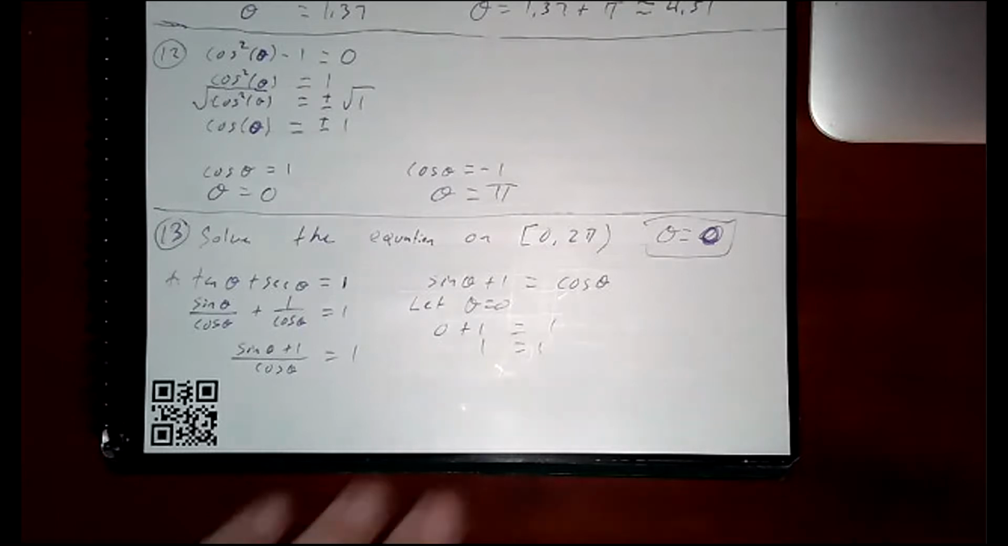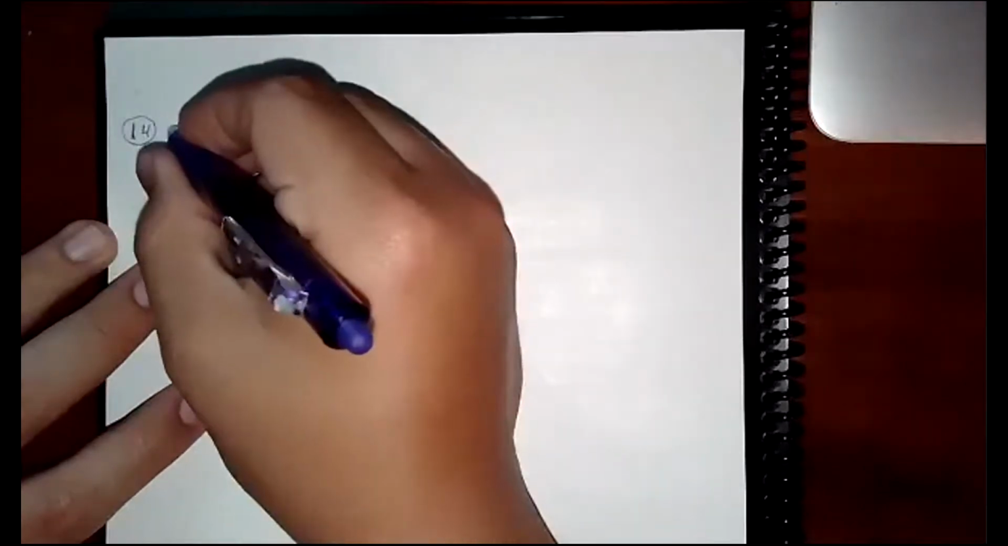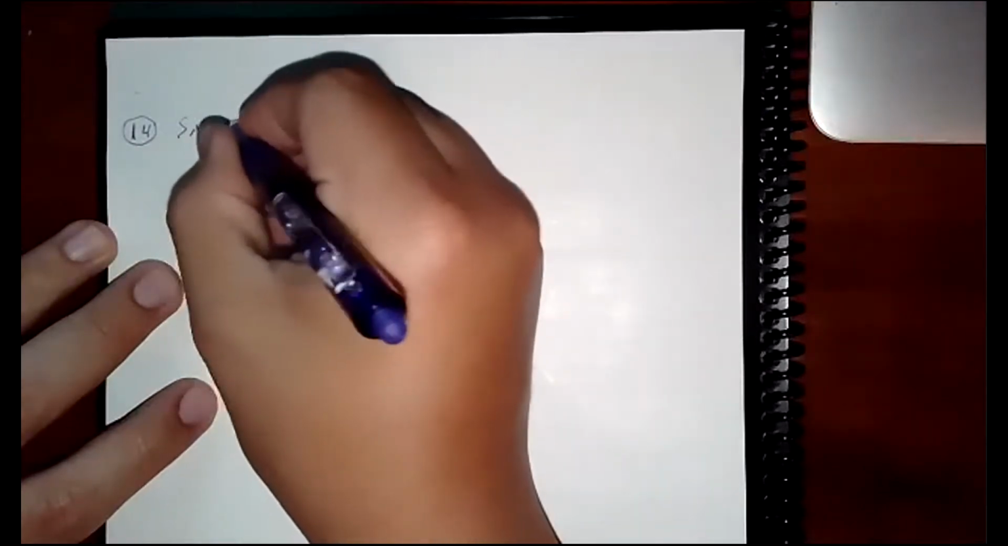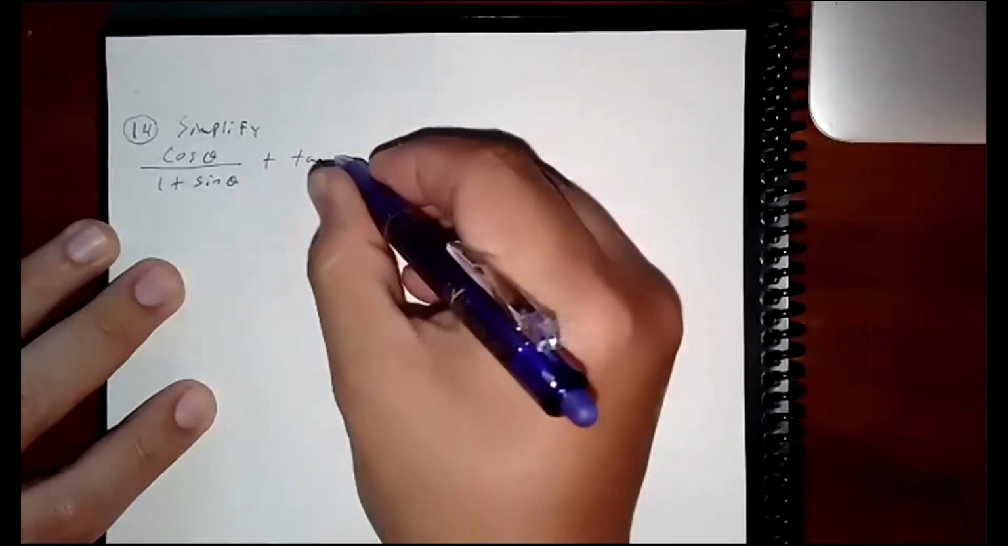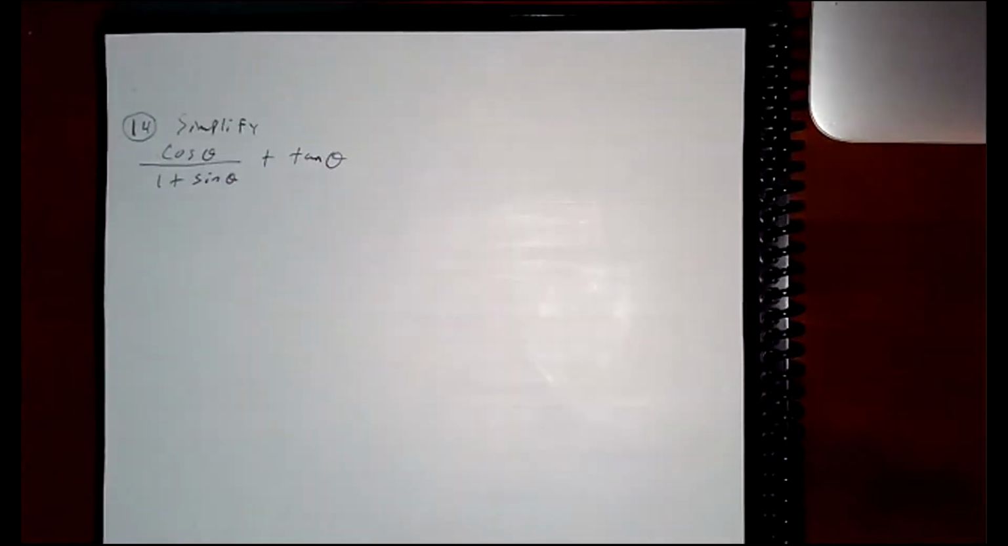Okay, number 14. So this guy just says simplify: cosine theta over 1 plus sine theta plus tangent theta. So they want me to simplify.